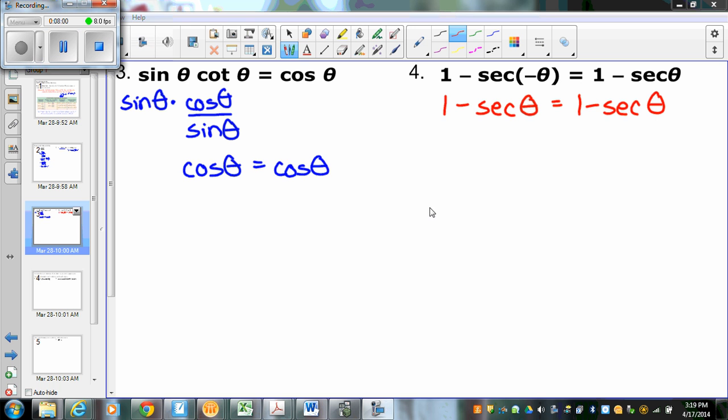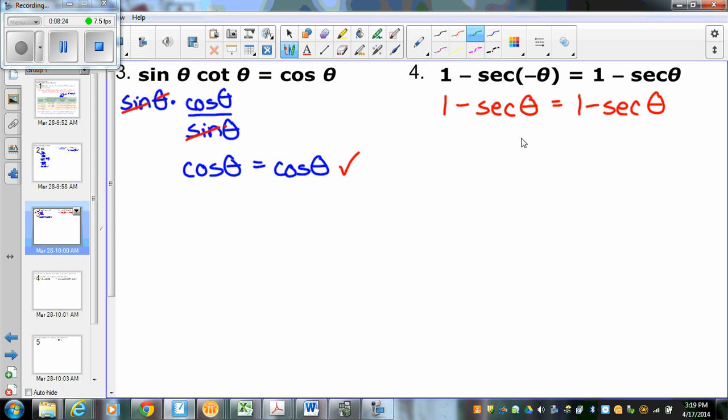Okay, so in number 3 here, I chose to work with the left-hand side because it had the more terms in it. Sine, really there's nothing to rewrite sine as, but cotangent can be rewritten as cosine of theta divided by sine of theta, which means that my sine values would cancel out, and I would have left cosine equals cosine. So I have proven that.